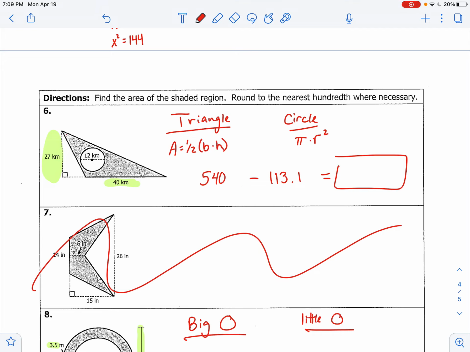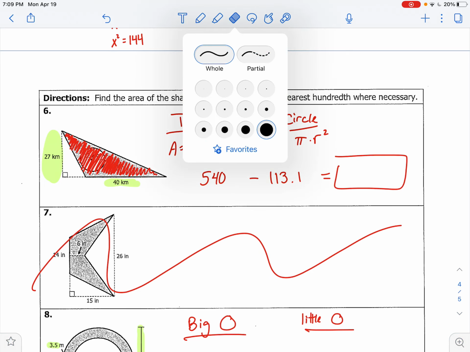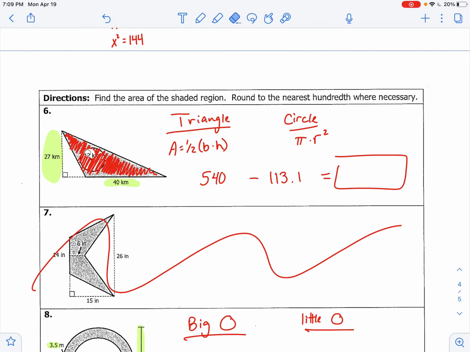So I'm going to find this bigger area, this triangle. It's my outside shape. So I'm going to find this area first, and then what I'll have to do is take away the part that I don't want. So I'm going to have to take away, or subtract, this circle area.